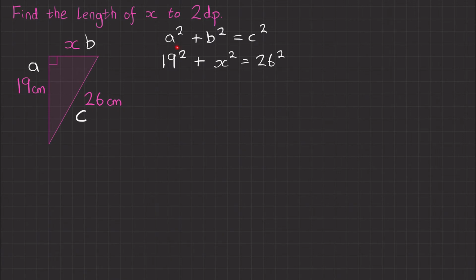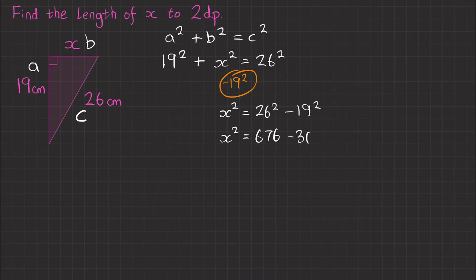We need to do some rearranging to get rid of this 19 squared from this side, so we'll take away 19 squared from both sides, and that will leave us with x squared equals 26 squared minus 19 squared. Working out that value, we've got x squared equals 676, take away 361, x squared therefore equals 315. In order to get x on its own, we need to square root both sides to eliminate that squared. So we'll be left with x equals the square root of 315.